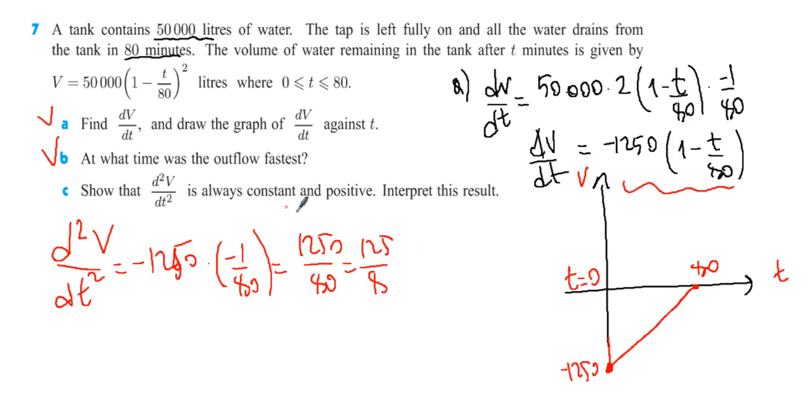So what does it mean? It's a constant, just a number without t, and it's positive. What does this result tell us? The first derivative tells about the rate of change, increasing or decreasing. If you remember, the second derivative being positive means the rate of change is increasing at a constant rate.